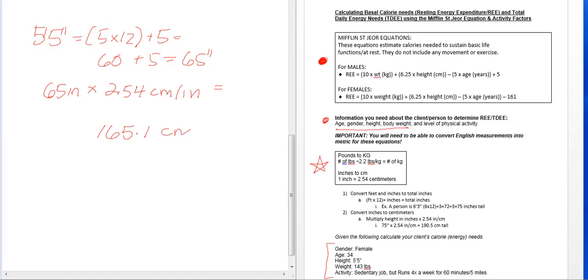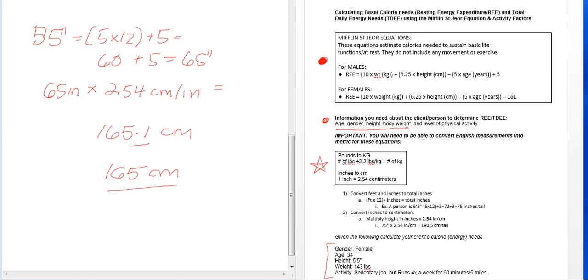And we do that math, and we find that she is 165.1 centimeters. Now, in height, we don't really care about 0.1 centimeter, which is a millimeter, especially when we're doing calorie needs. So we're just going to round her or whoever's height to the nearest whole centimeter. So in this case, we will round down to 165 centimeters. So that's the first step.